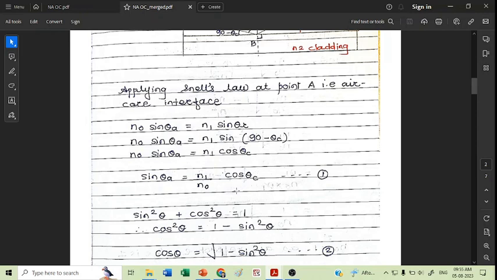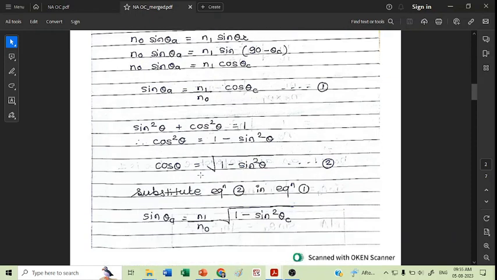Now let us replace this cos theta c by the square root of 1 minus sin square theta c. The angle is theta c, so here we are replacing theta by theta c. So substituting equation number 2 in equation number 1, we will get sin theta c is equal to n1 upon n0 into the square root of 1 minus sin square theta c.